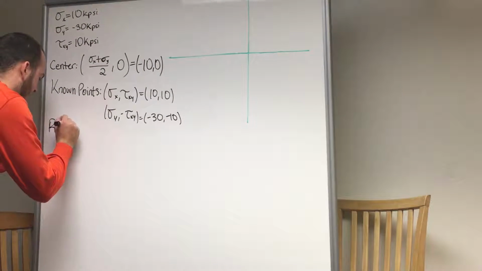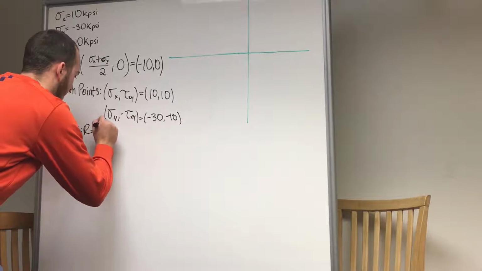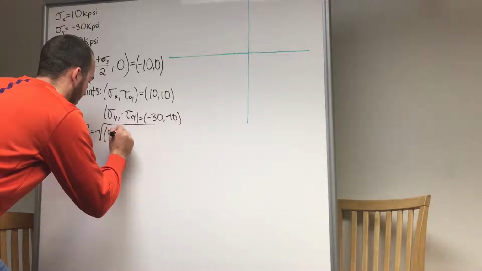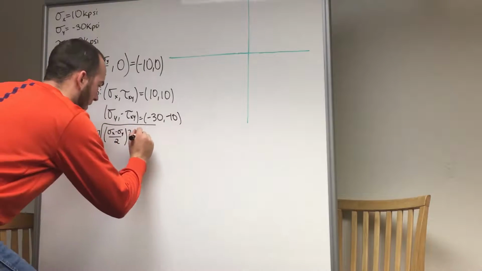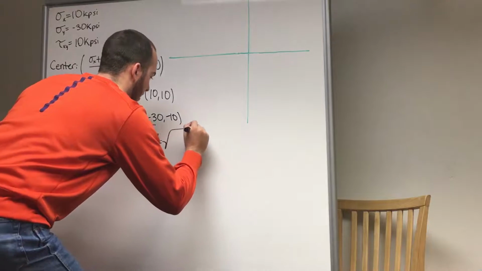Next, calculate the radius r using the equation square root of sigma x minus sigma y divided by 2 squared plus tau xy squared.